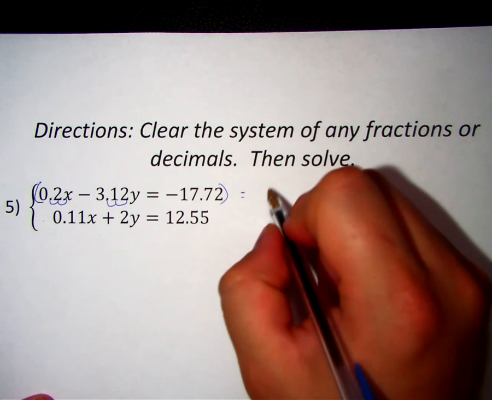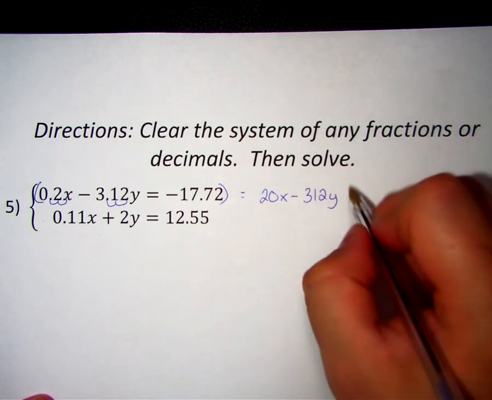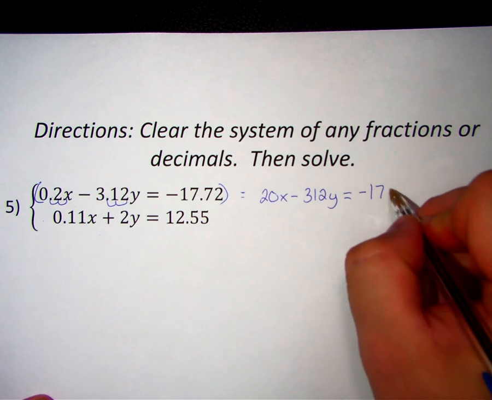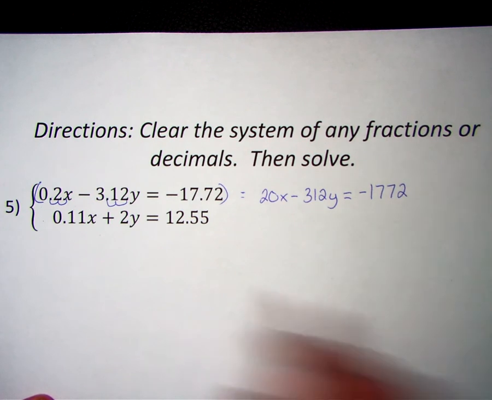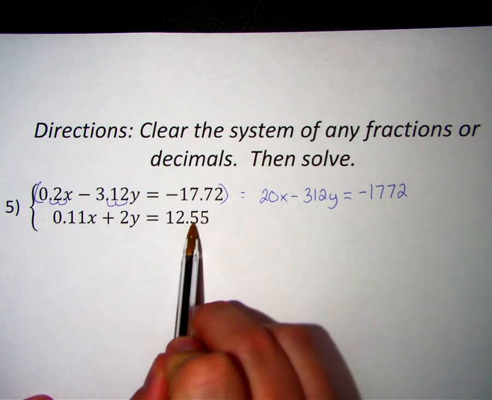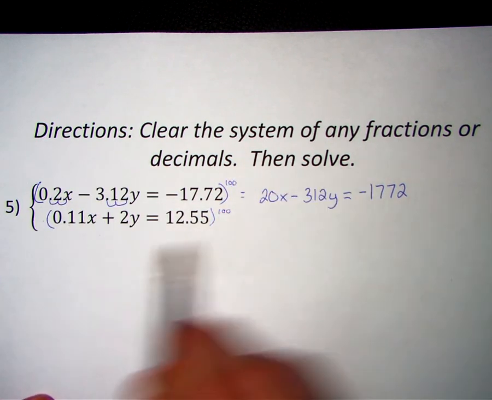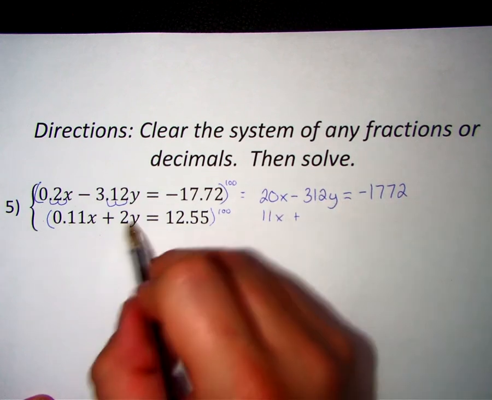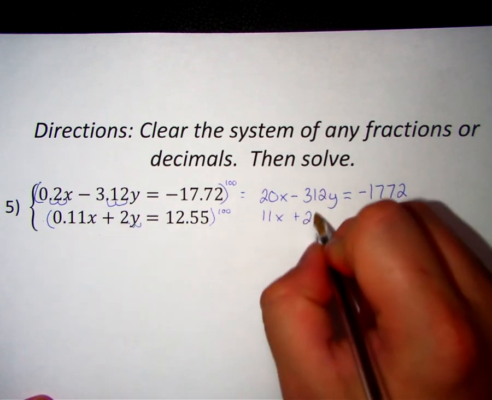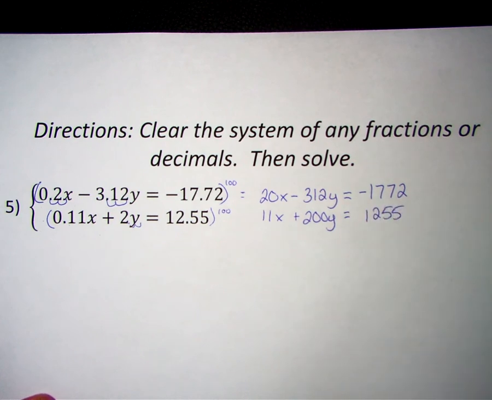So we multiply by 100, and that's going to give me 20x minus 312y, which equals negative 1,772. All right, we need to do the same thing to the bottom one. Looks like I have 2 decimals there, 2 decimals there, so we're going to be multiplying that by 100 as well. So that will move the decimal over 2 places, 11x, plus move the decimal over 2 places, 200y, equals 1255.